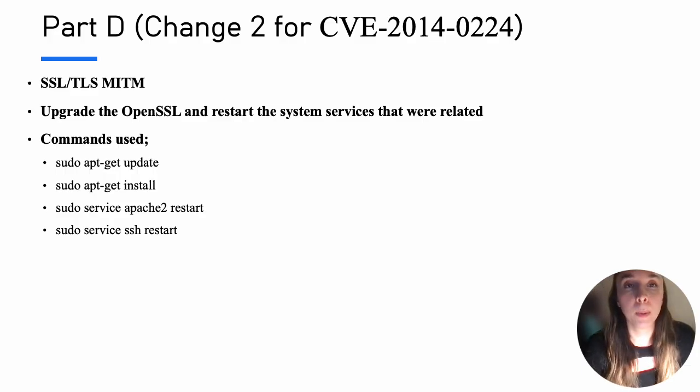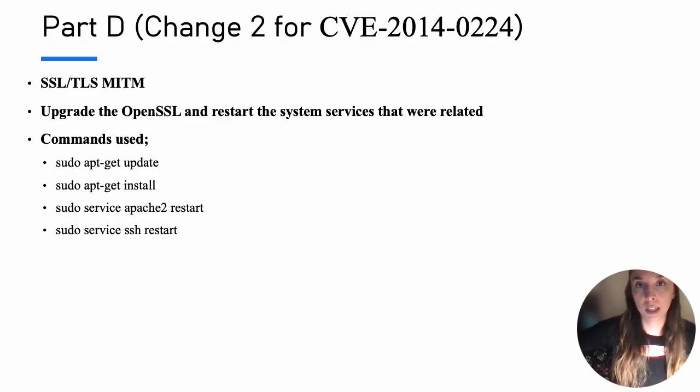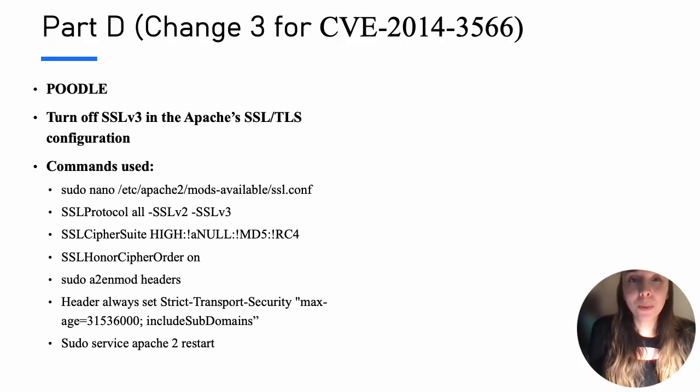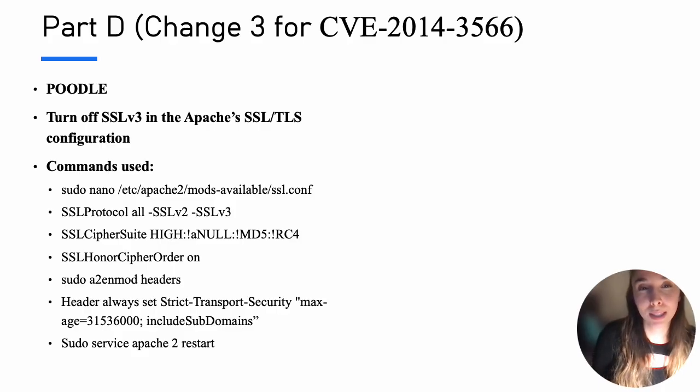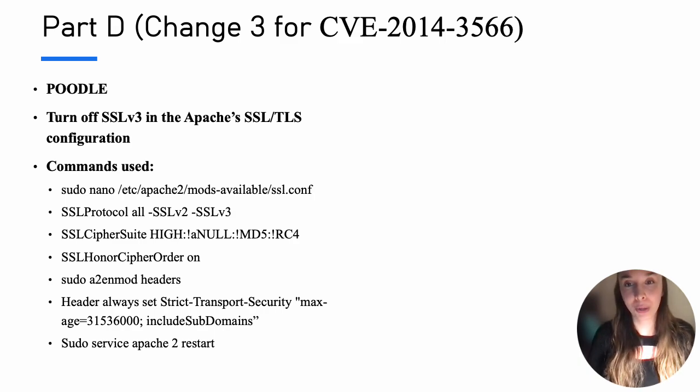So if this package can't be upgraded on this VM, I wanted to document that and use network controls like firewall or segmentation as a temporary compensating control, if I wanted to do that, of course. And then for Poodle, which is known as CVE 2014-3566, I wanted to make sure that I'm turning off SSL v3 in the Apache SSL/TLS configuration. And as you can see on the slide, these were the commands that were used in the process.